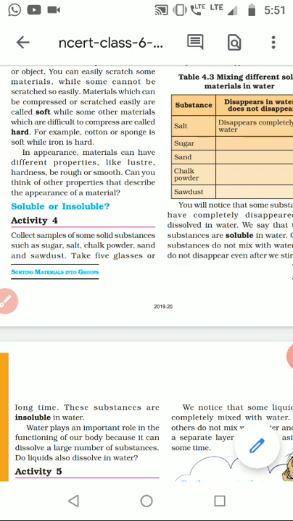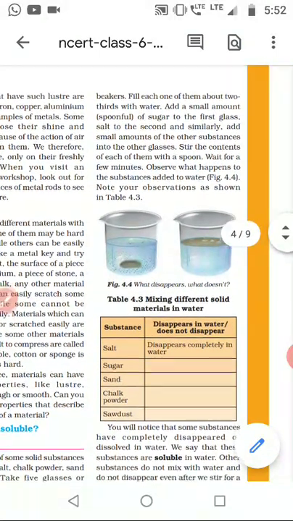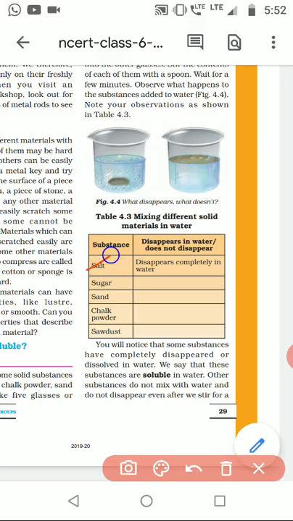Now here in your textbook chapter, let us see a few examples which are there in your textbook also. Soluble substances are those which completely disappear in water, and insoluble substances are those which do not disappear in the water, which remain in the water as they are. So here in table 4.3 you have salt which disappears completely, so it is soluble. Sugar disappears completely, so it is soluble. Sand does not disappear, remains as it is, and it sinks, so it is insoluble. Chalk powder is insoluble, and sawdust is also insoluble.